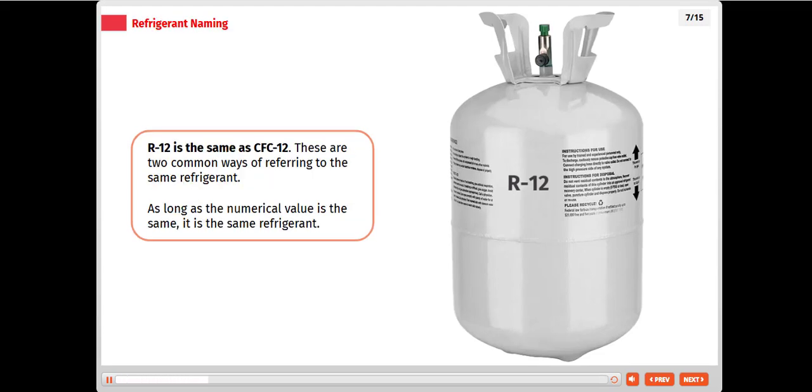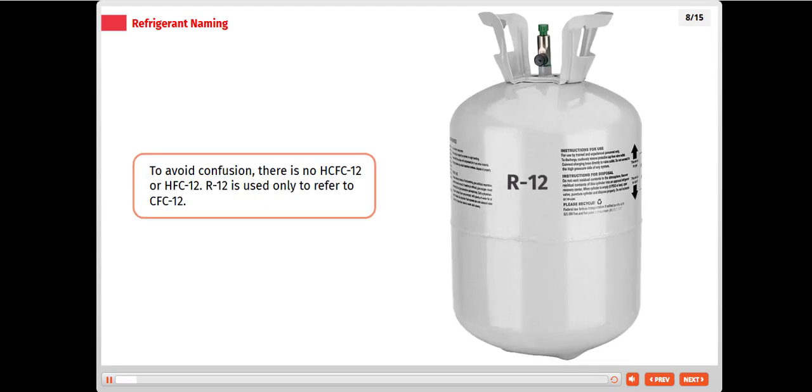R12 is the same as CFC12. These are two common ways of referring to the same refrigerant. As long as the numerical value is the same, it is the same refrigerant. To avoid confusion, there is no HCFC12 or HFC12. R12 is used only to refer to CFC12.